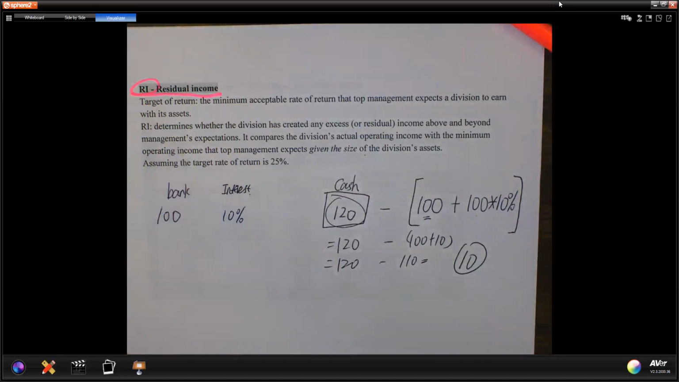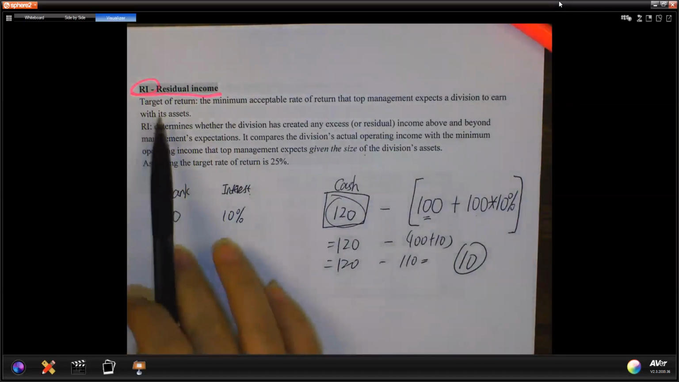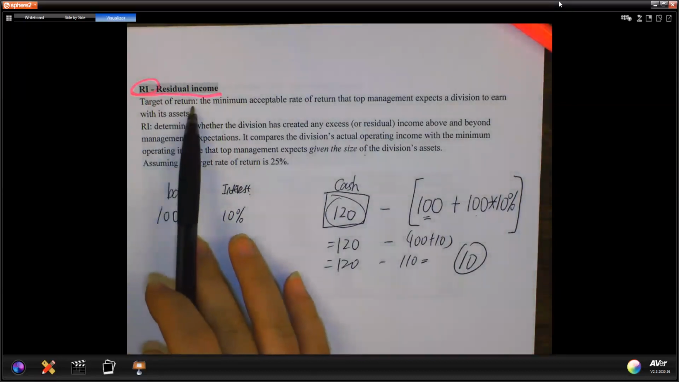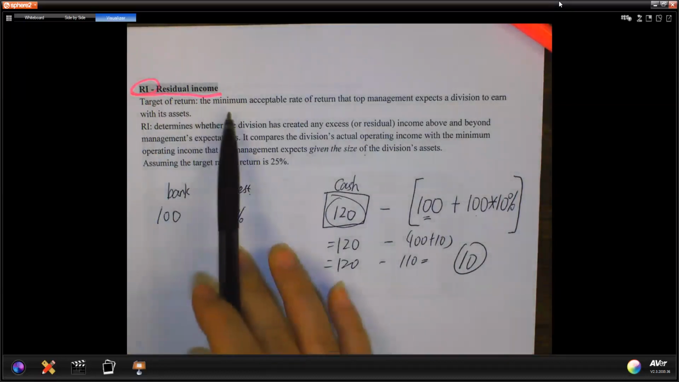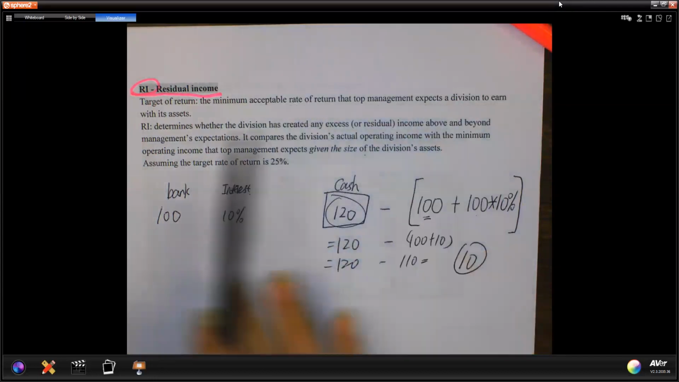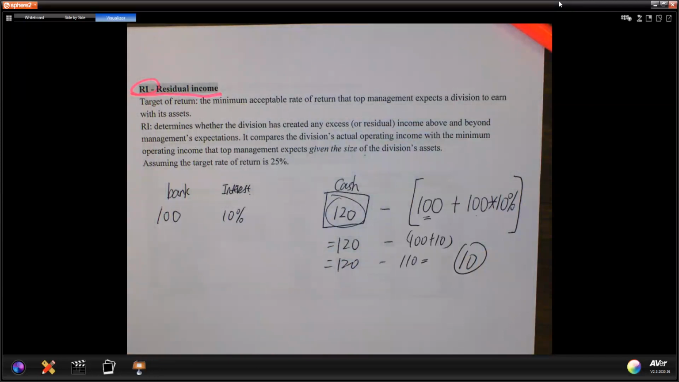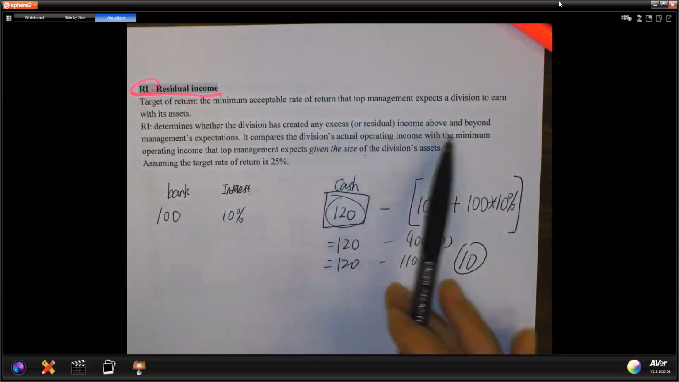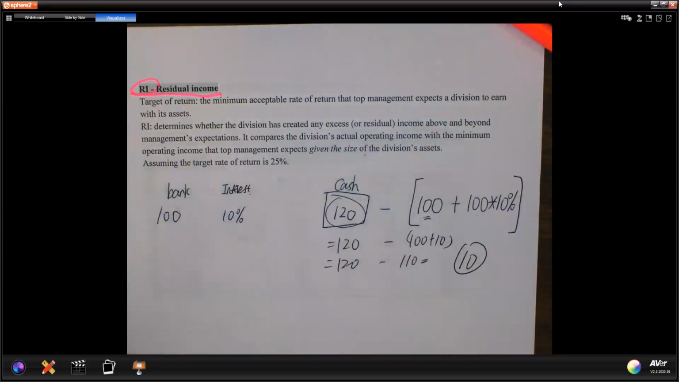So you have two things. So we said you have to have the target of return. In our example, it's just this 10%. The minimum accepted rate of return that top management expects a division to earn with its assets. And then ROI is whether the division has created any excess or residual income above and beyond the expectation. It compares actual operating income with the minimum operating income that top management expects given the size of the division's assets, right?